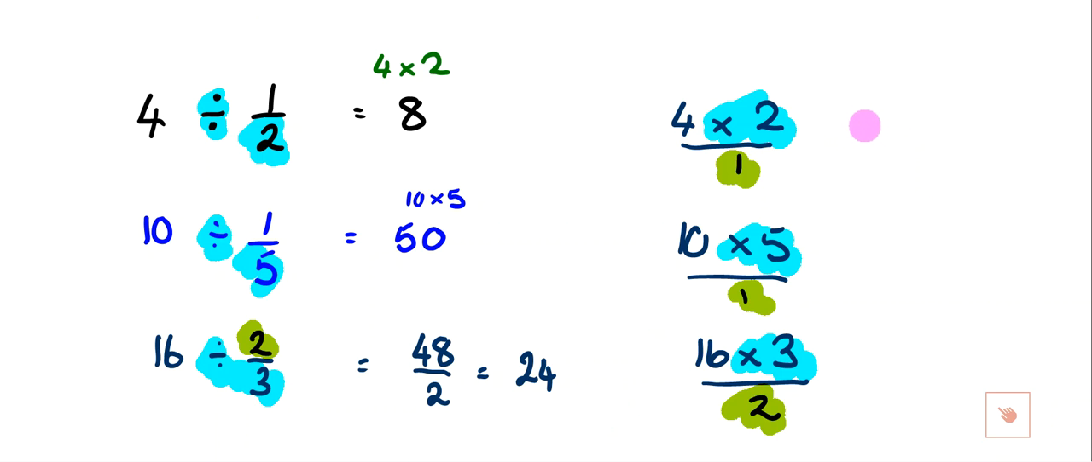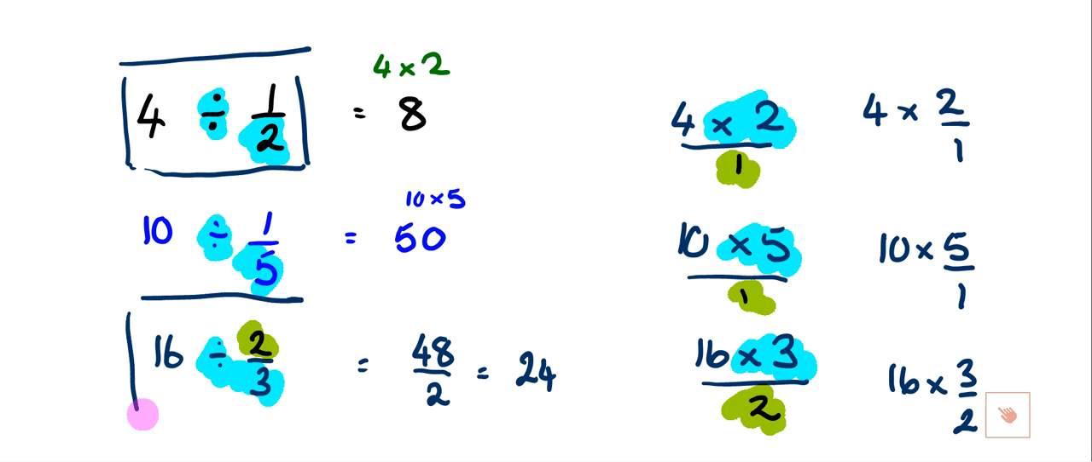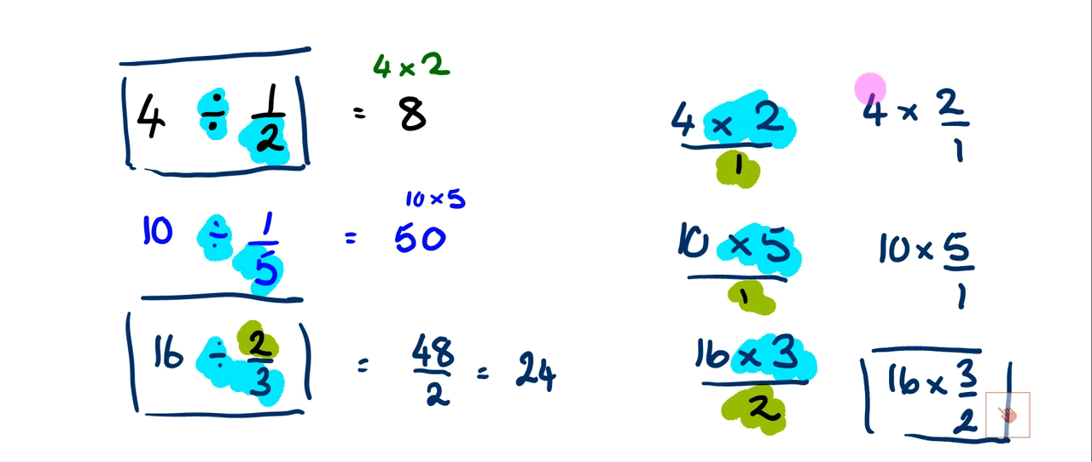We could say this was the same thing as doing 4 times 2, then divide by 1. Or this was 10 times 5, then divide by 1. This was 16 times divide by 2. Now, do you notice anything about the questions? Is this the pattern? This is the pattern. Do you notice what we could potentially do?